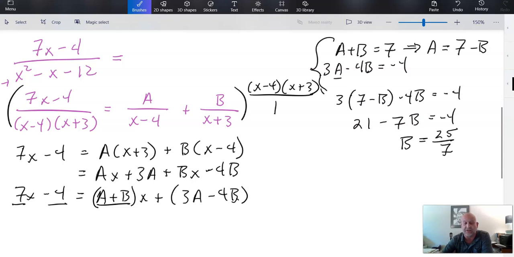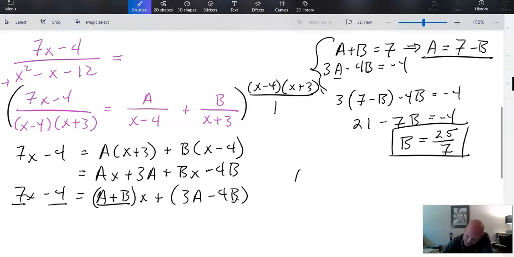Okay, so we have b as 25 sevenths. Like I said, it is a fraction. So now we need to find a. Well, we already know a is 7 minus b, and we know what b is. So this is our first constant that we needed. The other one, a, is 7 minus b, and since that's b, this is now 7 minus 25 sevenths. 7 is 49 sevenths. So that gives me 24 sevenths.